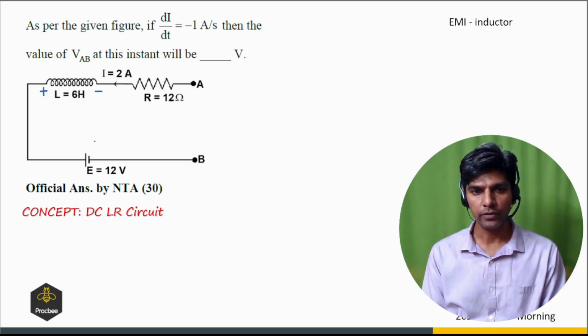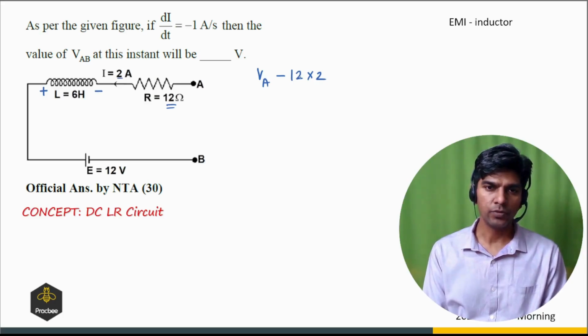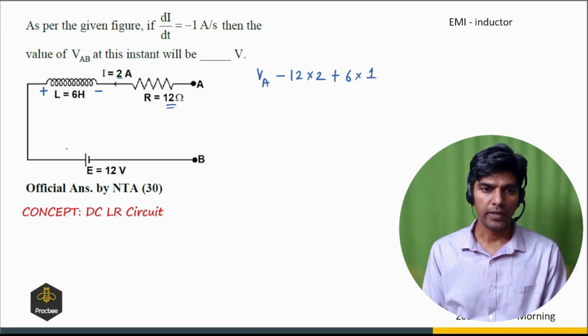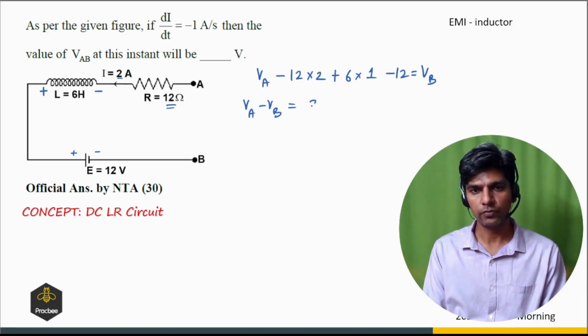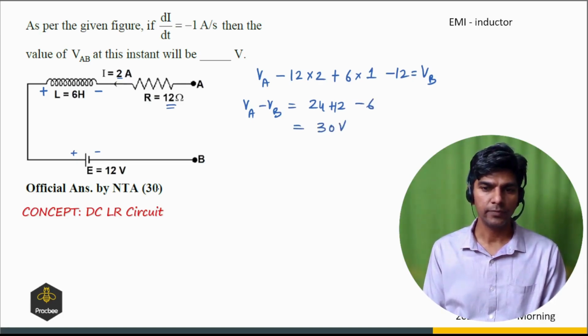Now if you're going from A to B, so VA, so if I go in the direction of the current across the resistor, there will be a decrease in potential. So minus 12 times 2. So 12 is the resistance, 2 is the current. Then from negative to positive, that will be plus 6 times the rate of change of current, which is 1. And then from positive to negative, so there is a decrease in potential of 12. And we have reached B. So we have to find VA minus VB. So that will be 24 plus 12 minus 6. So that will be 30. So 30 volt is the answer, right?